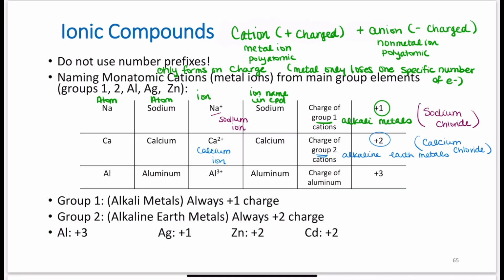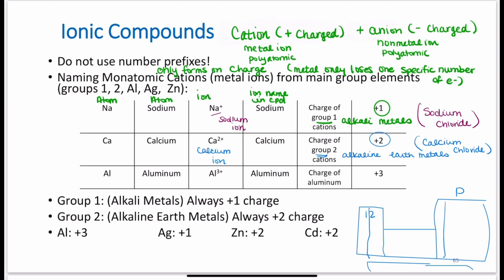We also have aluminum that has a fixed charge. Aluminum is in your P block. So when you're looking at your periodic table, you've got groups 1 and 2 over here. We're going to pretend these are boxes. You've got your P block over here, the transition metals over here, and your F block down here, but aluminum's over here. We're going to see this a little bit better on a periodic table on the next slide. Aluminum's right here, zinc is right here, silver's right here, and cadmium's right here.